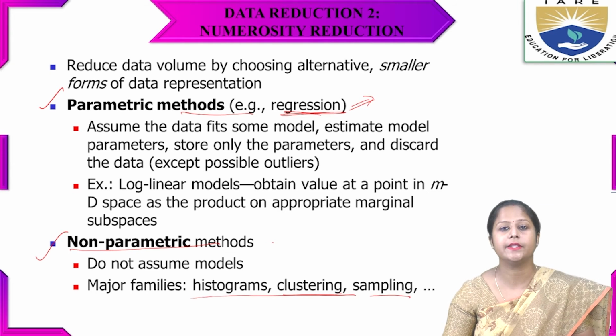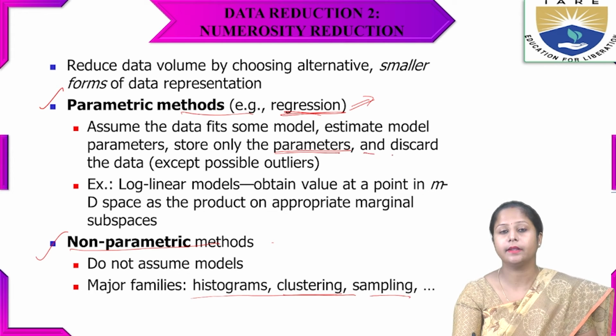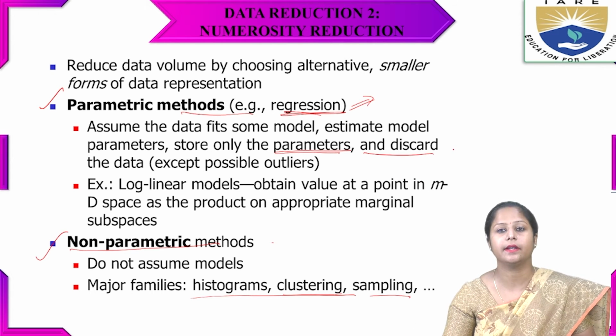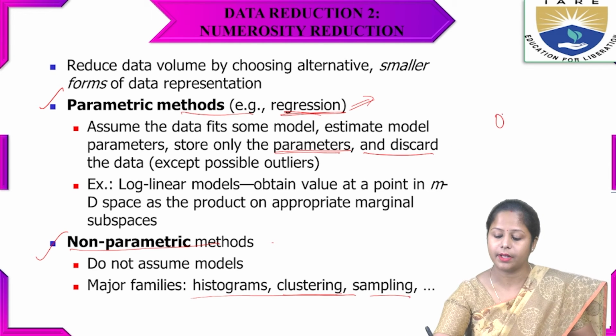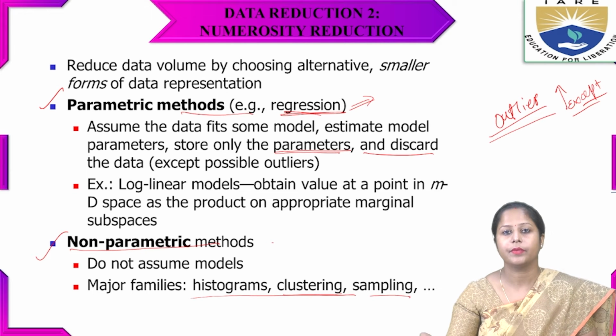After that, we have to estimate the data model parameters. After that, we have to store the parameters, and then we have to discard the data that is a possible outlier. If we are having the outlier, we have to accept that. We have to choose the accepted outlier data from all the data.